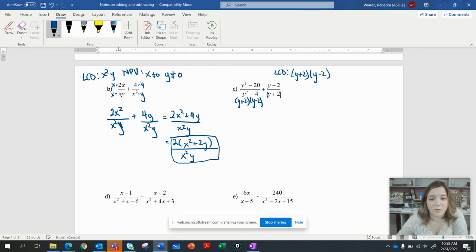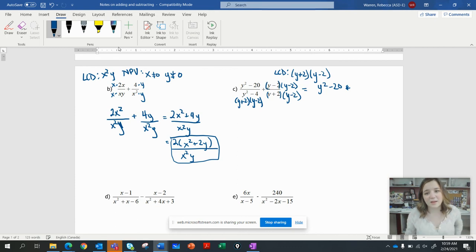And then for the first one, what factors are missing? None. It already has that lowest common denominator, so we won't have to touch the first fraction at all, or the first rational expression, I should say. Here, I'm going to have to multiply by what's missing. Well, what factor is missing? Y minus 2. Okay, so y squared minus 20 was not changed.